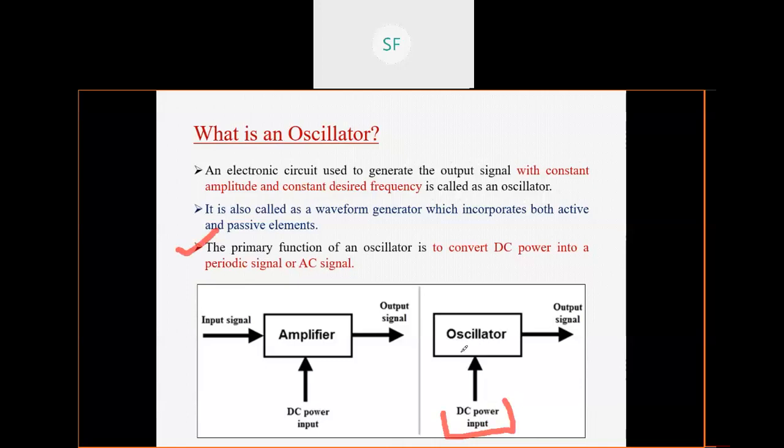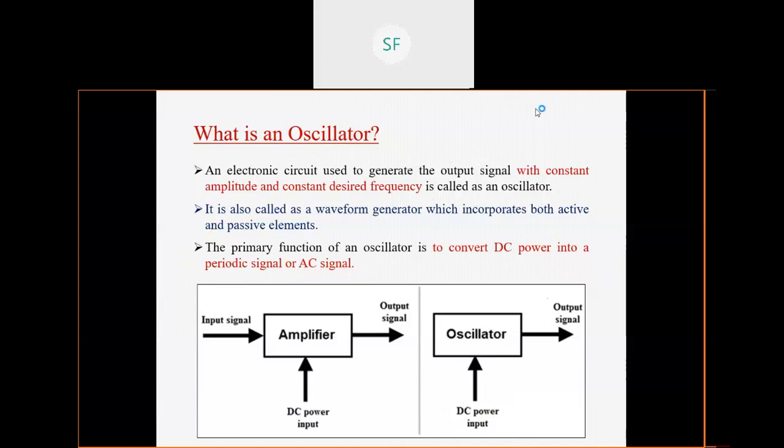So oscillator is nothing but a DC to AC converter. This third point is very important: the primary function of oscillator is to convert DC power into a periodic signal or AC signal. Means by using this DC power, your oscillator is giving you output which is nothing but the sine wave or sustained oscillations. Okay, so these three points are very important and you must remember them throughout this course.